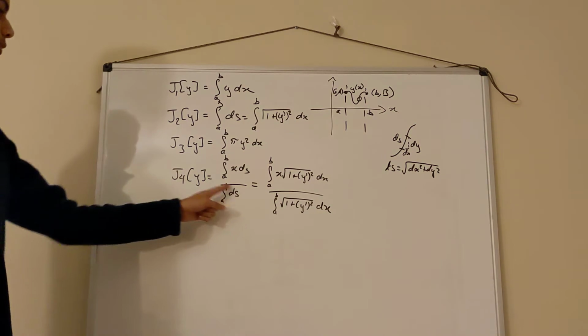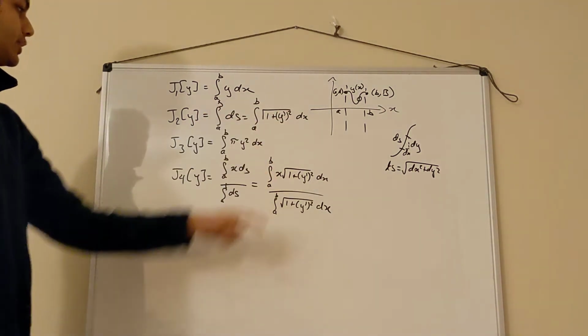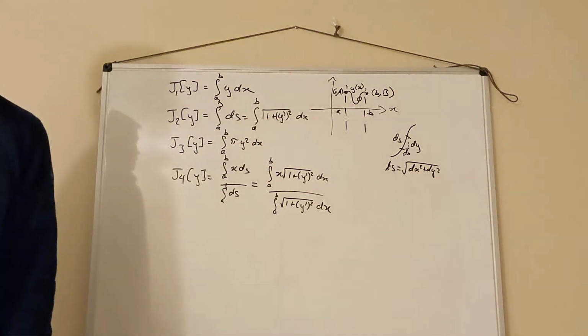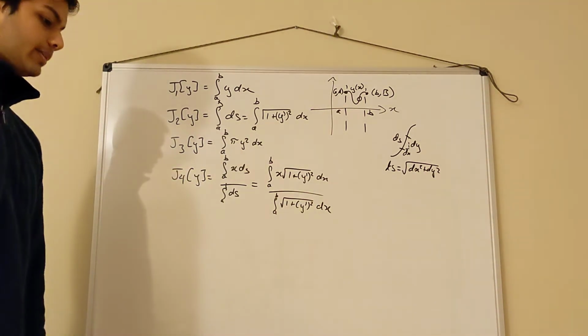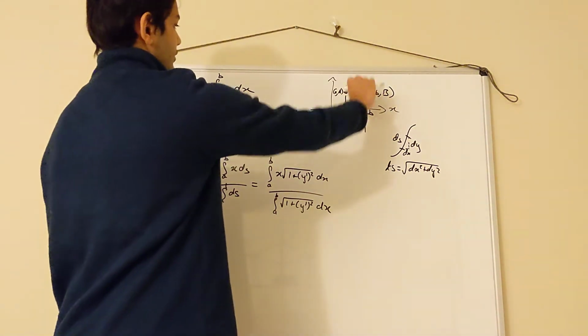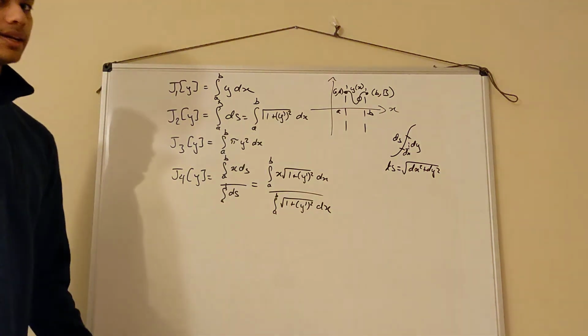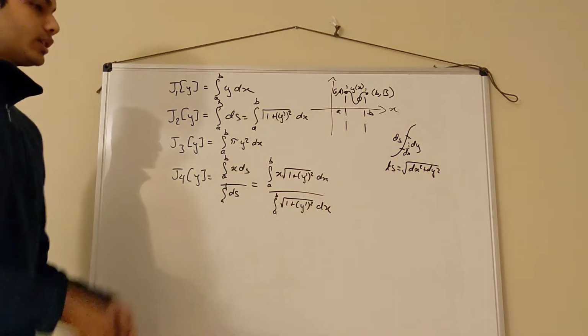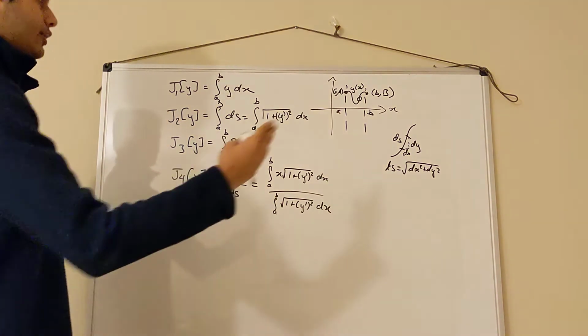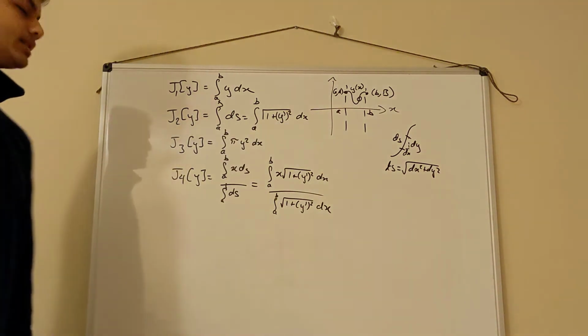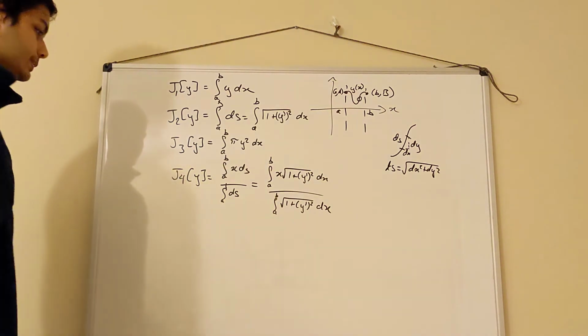So this, as we saw here, represents the length of your function. And this whole expression represents the x-coordinate of your center of mass of the function. So say your function is represented by some sort of string which has unit density or uniform density throughout the entire string. Then what would be the center of mass, or the x-coordinate of the center of mass? That would be given by this expression.